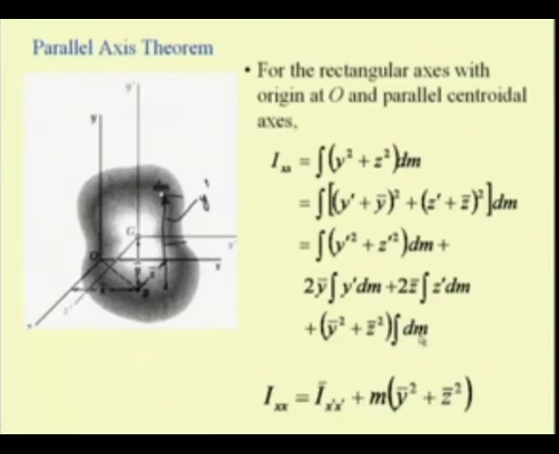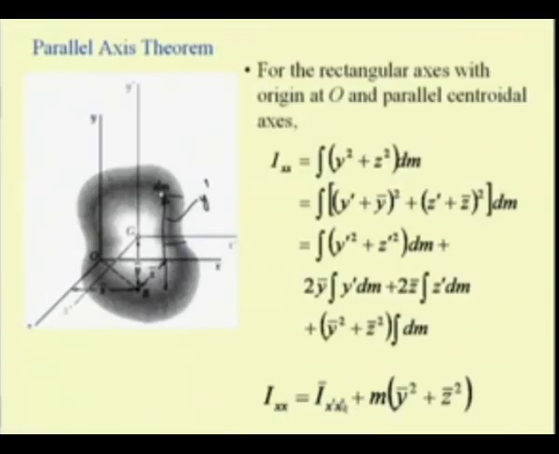This integral dm is nothing but the mass of the body. So, we have plus m times y bar square plus z bar square. So, this gives the relation between the second moment of a mass when computed based on two parallel axes, that is xx and x bar. One has to again remember or keep in note that this derivation is based on the fact that one of the axes is passing through the centroid.